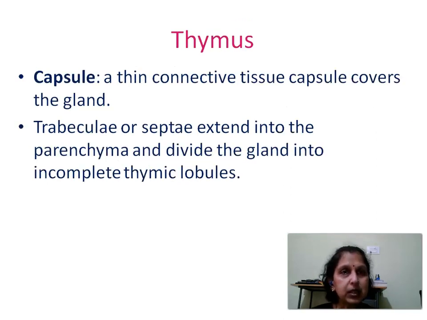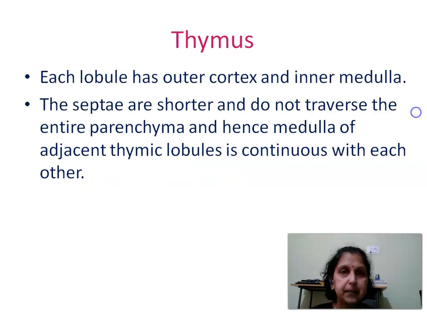The capsule is a thin connective tissue capsule that covers the entire gland. Trabeculae and septae extend into the parenchyma and divide the gland into incomplete thymic lobules. Each lobule has outer cortex and inner medulla. The septae are shorter and they do not traverse the entire parenchyma, and hence the medulla of adjacent thymic lobules is continuous with each other.